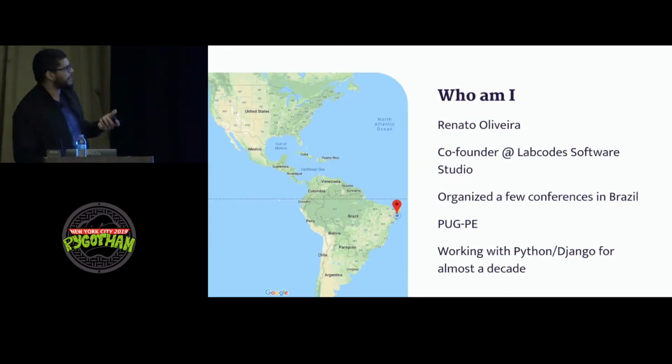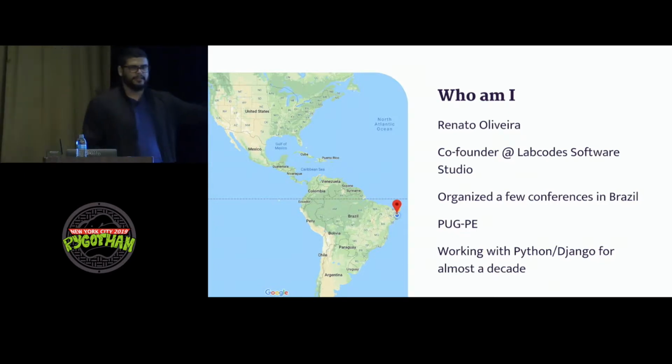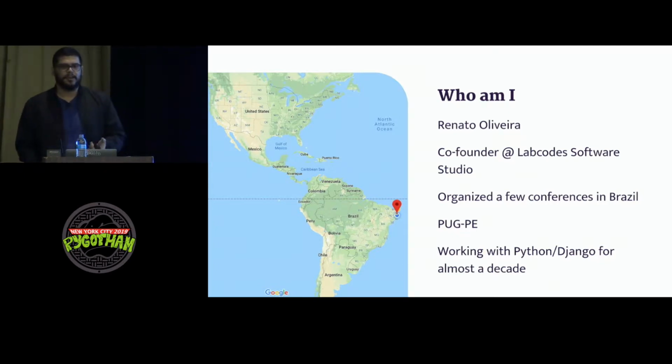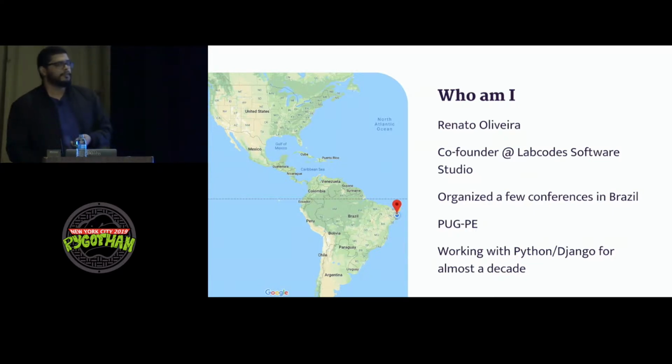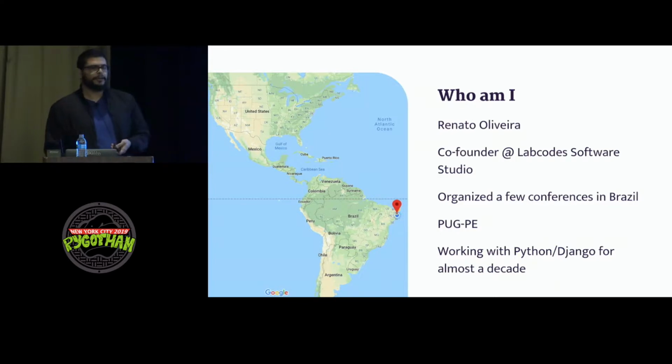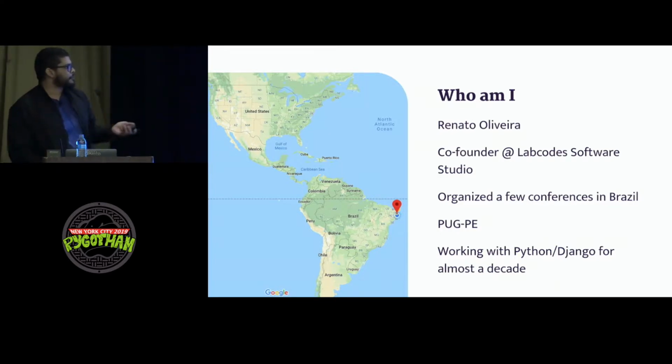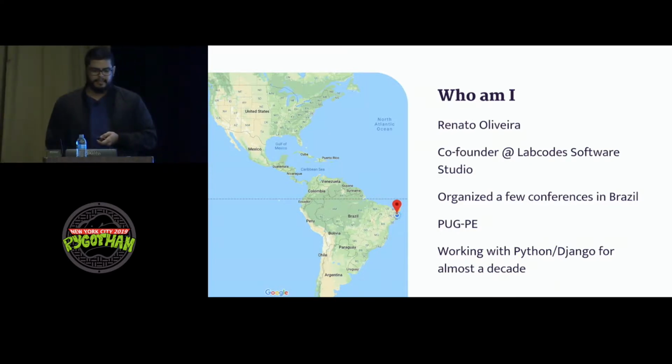So, as I said, my name is Renato Oliveira. I'm from this city here, Recife. It's a city in the Brazilian Northeast, an always sunny city, not like Philadelphia. And I'm a co-founder at LabCode Software Studio. And my main job is to complain that I'm not coding as much as I would like. I've organized a few conferences in Brazil, from local meetups to a Brazilian PyCon. And I'm a proud member of the Python user group from my state.